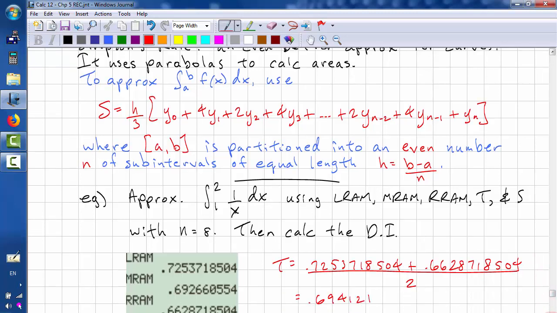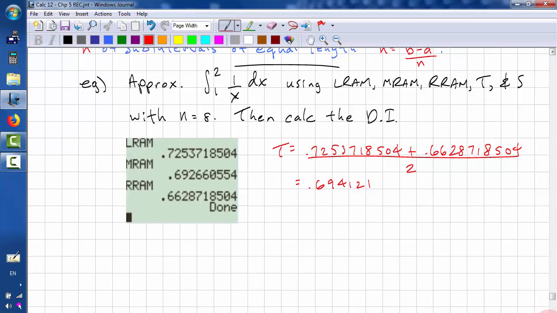Okay, so let's look at using this. Approximate the definite integral from 1 to 2 of 1 over x dx using LRAM, MRAM, RRAM, trapezoidal, and Simpson's with n equals 8. Then calculate the definite integral.